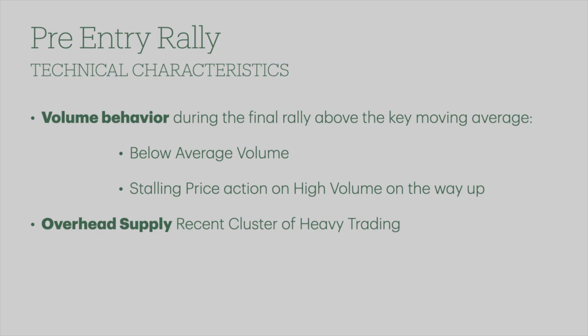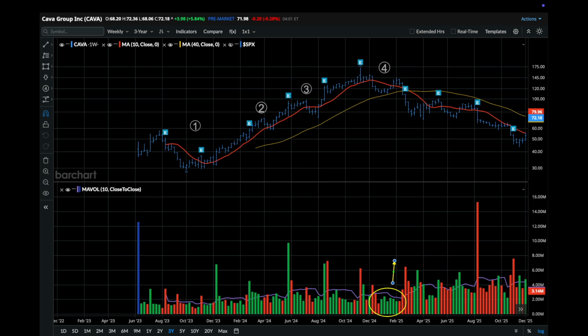When analyzing this final push upward, we are looking for very specific volume behaviors that signal the rally is artificial. First condition is below average volume. You want to look for the stock to rally back above its 10-week moving average, or in some cases its 40-week moving average, but on below average volume. This immediately tells us that institutional buying power is lacking. The price is drifting up simply because selling pressure has temporarily paused, not because true demand is returning.